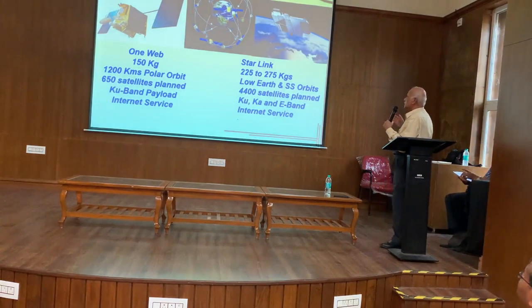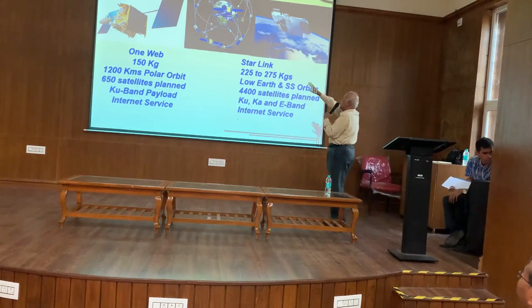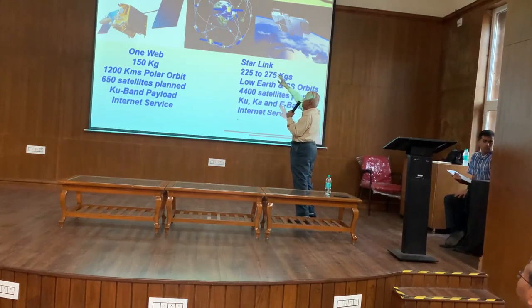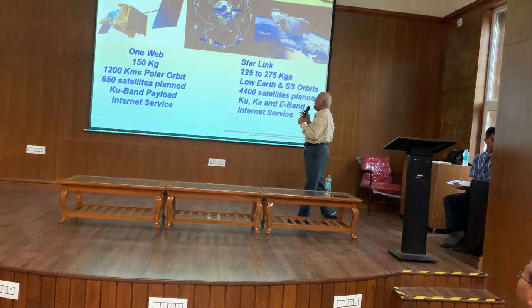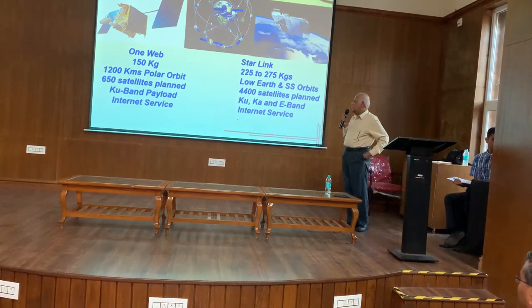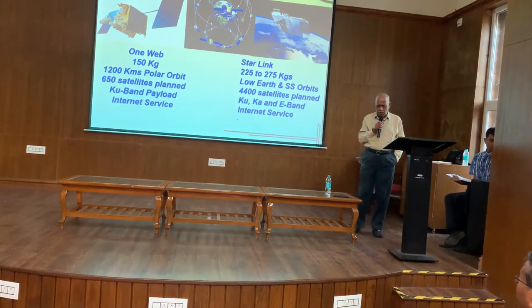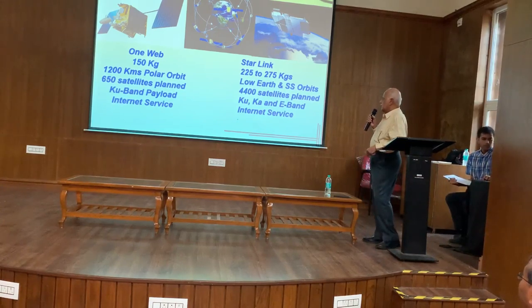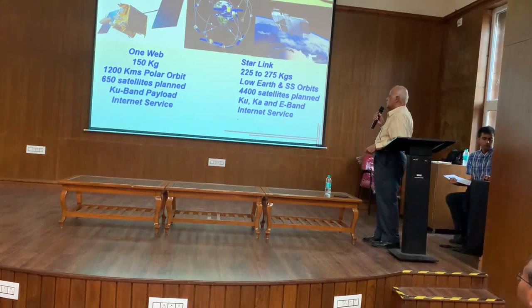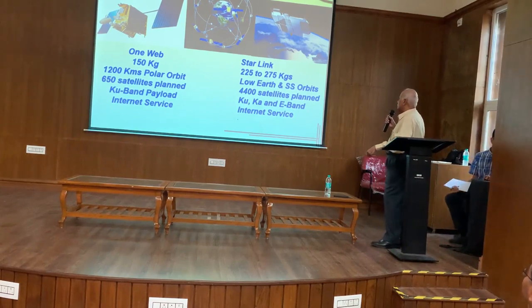Yes, having said OneWeb and Starlink, this is the satellite cluster which will go around the Earth. OneWeb satellite will look like this. The satellite itself weighs only 150 kg. It flies in a 1200 kilometer orbit. 650 satellites are planned. I think about 400 satellites have already been put in orbit. It has scale and payload. Its intention is internet service.